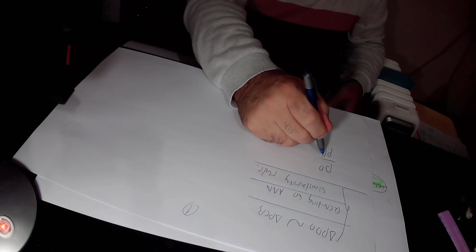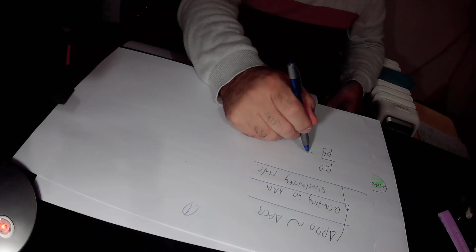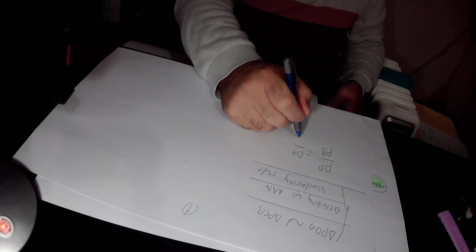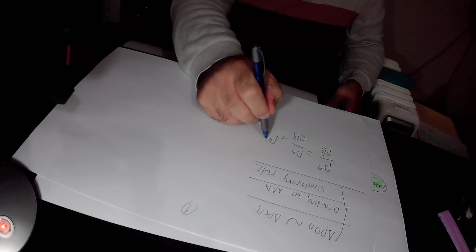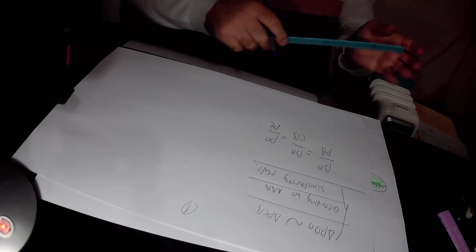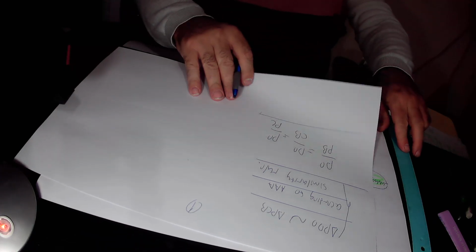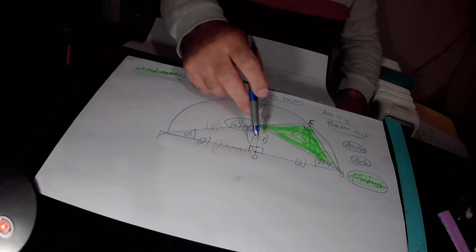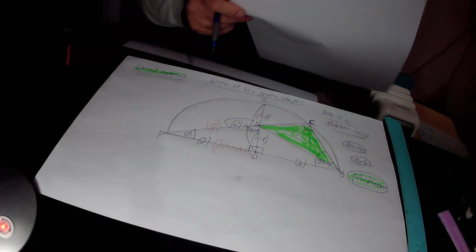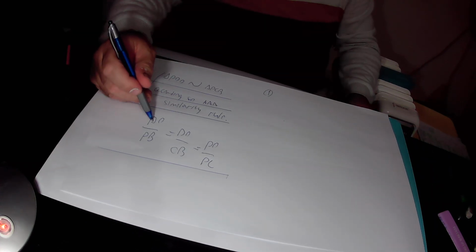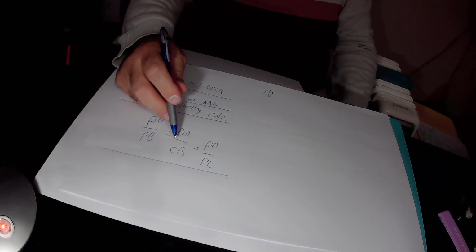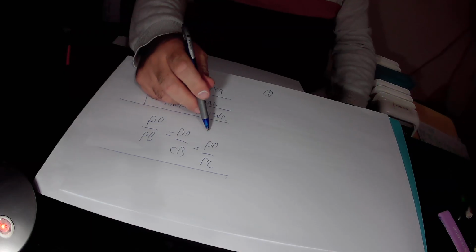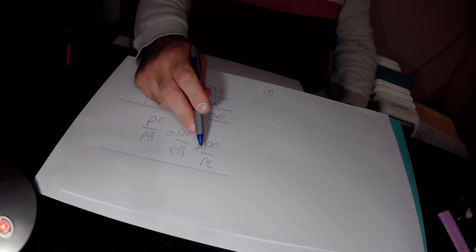PO over PB equals DO over CB equals PO over PC. Again, from the fact that the small right triangle PDO is similar to the big right triangle PCB, we will derive that the following relationship exists between their sides: side PO of the small triangle over side PB of the big triangle equals side DO of the small triangle over side CB of the big triangle, and it is also equal to side PO of the small triangle over side PC of the big triangle.